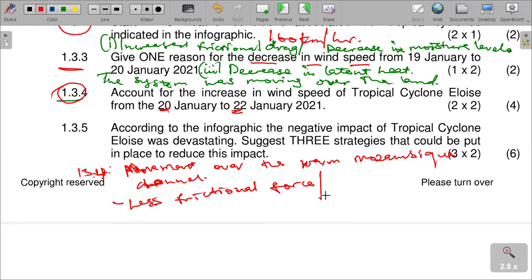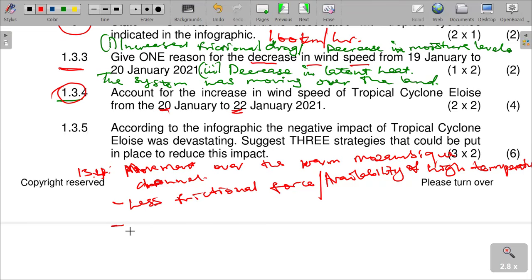And then we can also maybe talk about an increase in high temperatures, the availability of high temperatures, which would also contain or provide the latent heat that we're talking about.